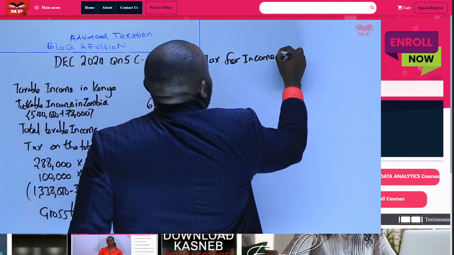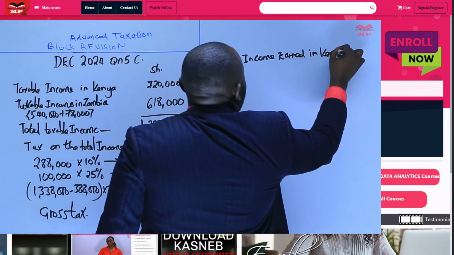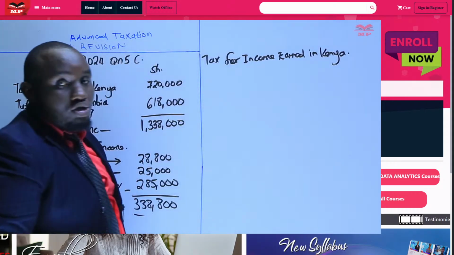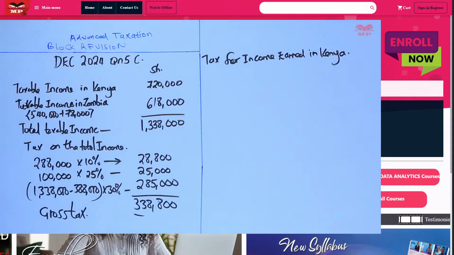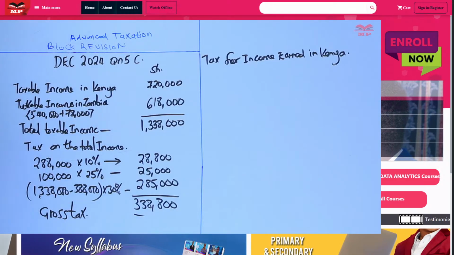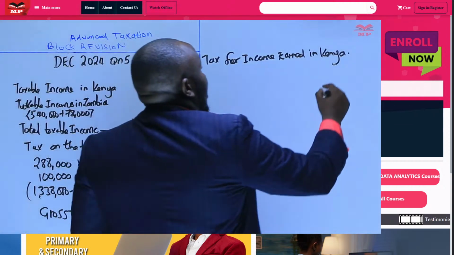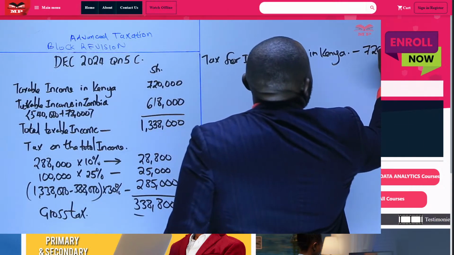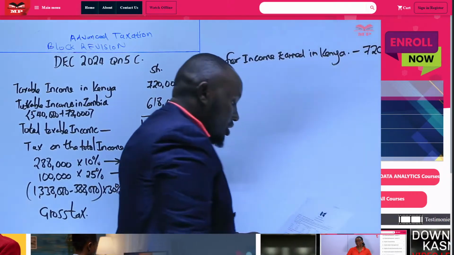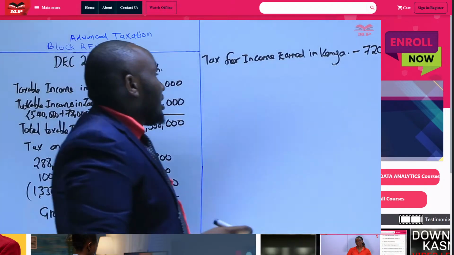Income, we have it earned in Kenya. Tax basically for the income earned in Kenya. So for the tax for the income that is earned in Kenya, we know that that income is basically 720. So 720, that is also an annual income.